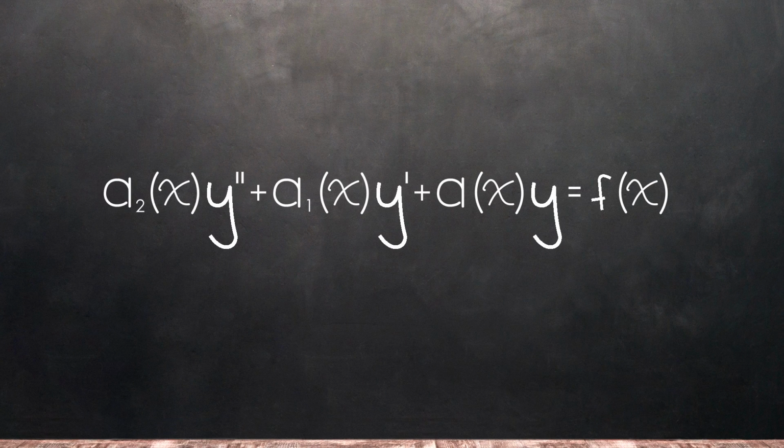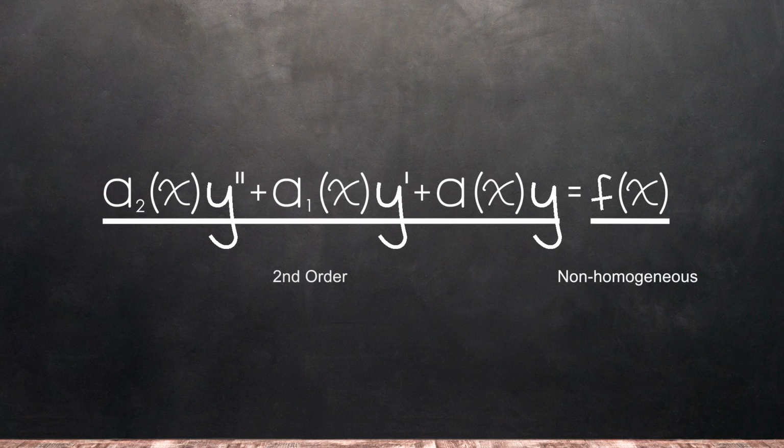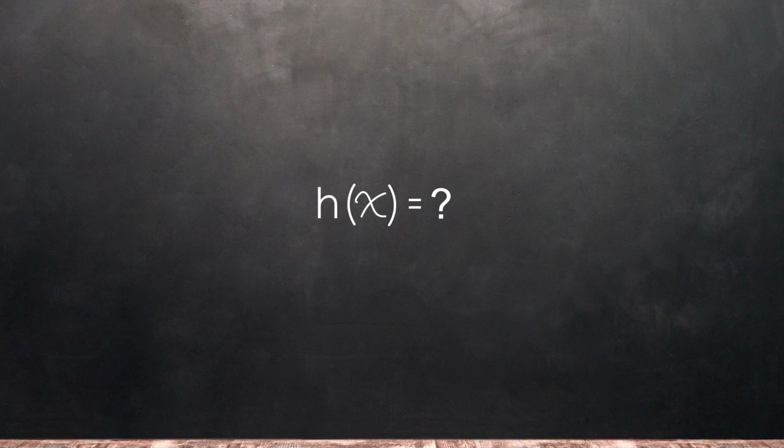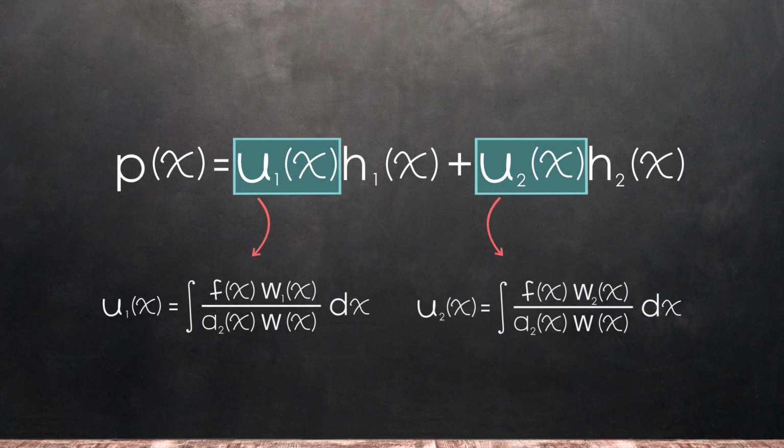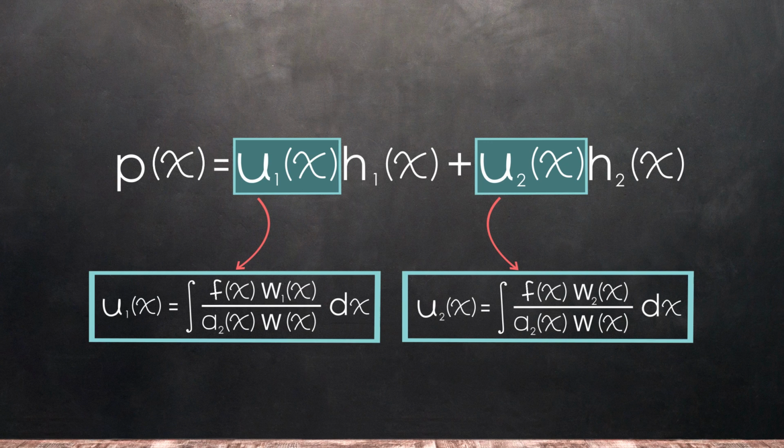To summarize, we can use the method of variation of parameters to solve non-homogeneous second-order or higher-order linear differential equations, as long as we can solve for the homogeneous solution. If the homogeneous solution cannot be obtained, we can't use this method. Solving for the two unknowns, u1 and u2, involves solving two integrals. Variation of parameters may become challenging if these integrals cannot be solved by hand.